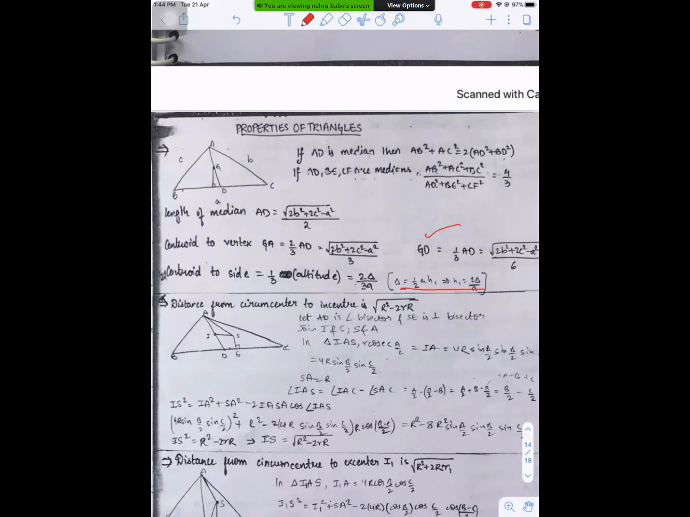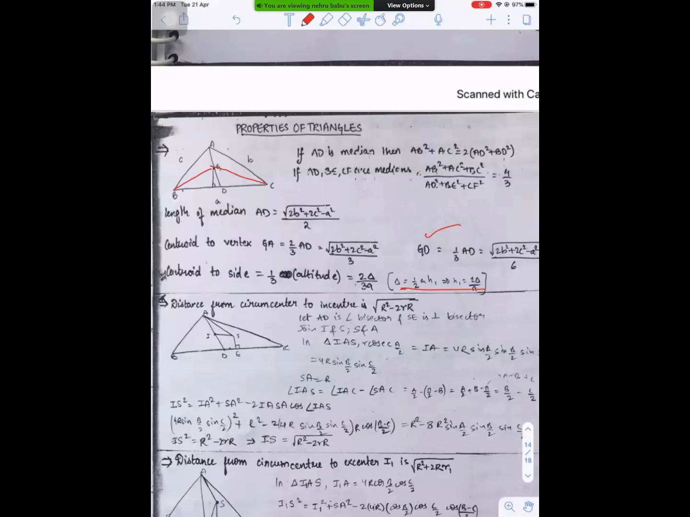What is the reason for this? The area of triangle GBC is 1/3 of the area of triangle ABC. So GBC area equals 1/3 of the ABC triangle area, and they already have the same base. So if you want the area to be 1/3, the only possibility is that the height is 1/3 of that. So from this you can say this point.